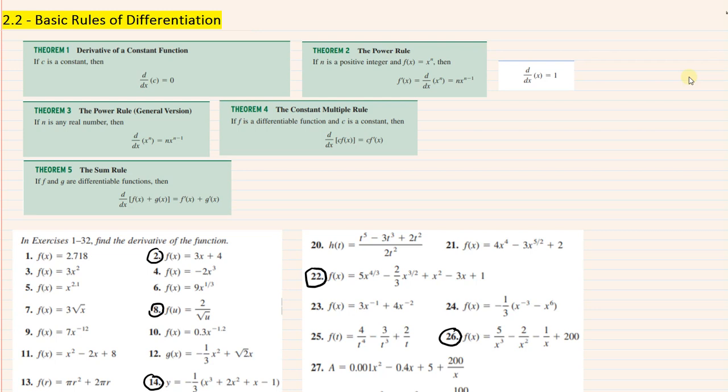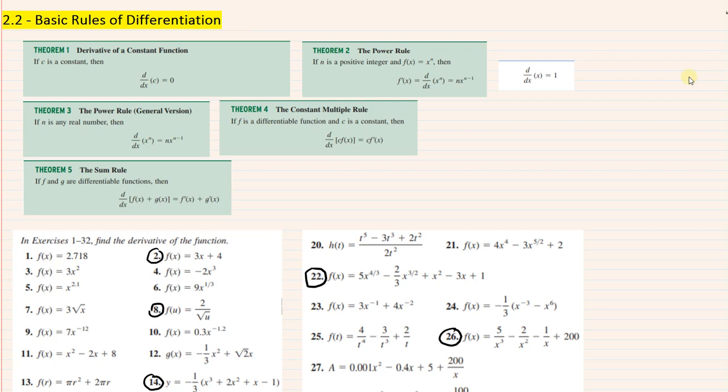So we don't want to do that beyond section 2.1. That was a passing phase. We need to know it for that section, but not in future sections. So what we would like to do is develop these limit laws.